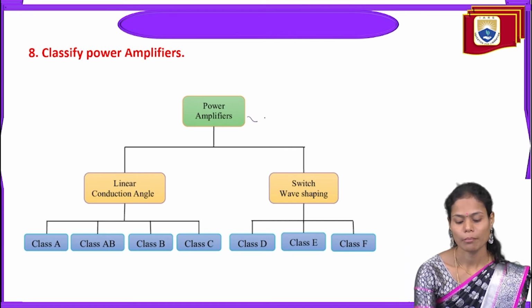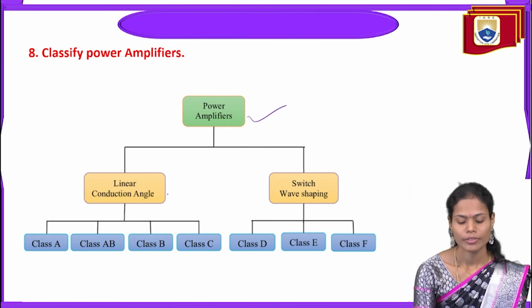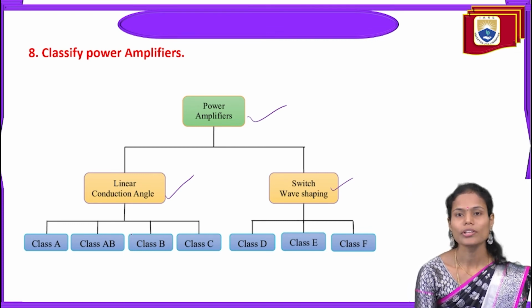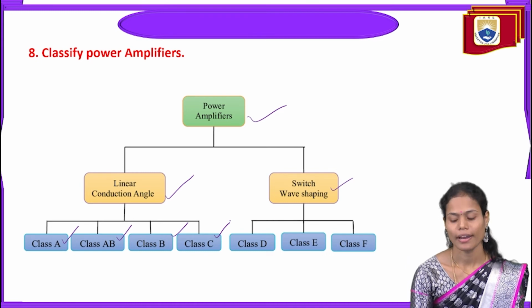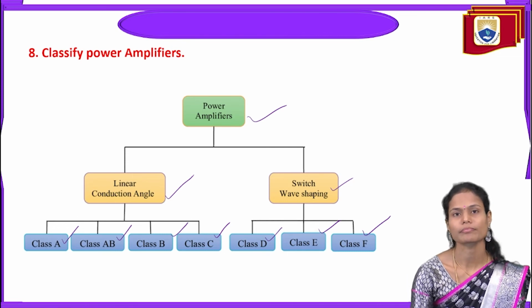And next, classify power amplifiers. So these power amplifiers are divided into 2 types, by linear conduction angle or by using switch wave shaping. Due to the linear conduction angle, these are divided into 4 types, that is class A, class AB, class B and class C power amplifiers. And in the other case we have class D, class E and class F power amplifiers.